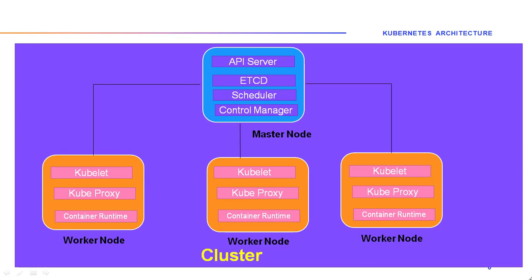Now kube-proxy: all the networking, load balancing and communication between the pods is taken care of by kube-proxy. Number three is the container runtime. As I mentioned, we have containers inside the pod, right? To run that container, we need some mechanism. That is the container runtime, and it is responsible for starting the container, stopping the container, or restarting the container. All of that is done by the container runtime.